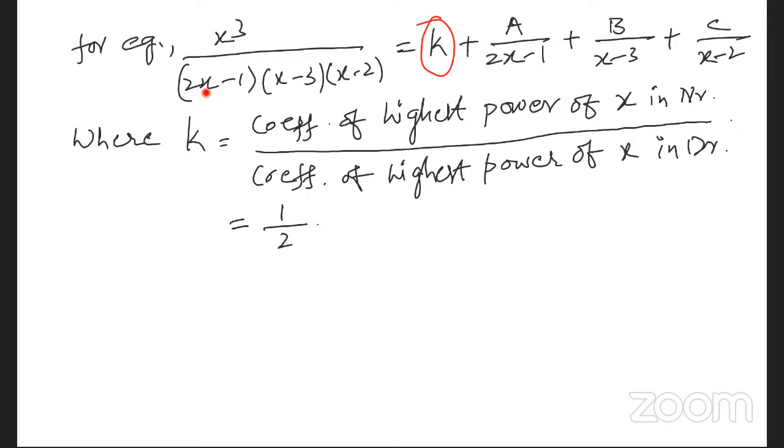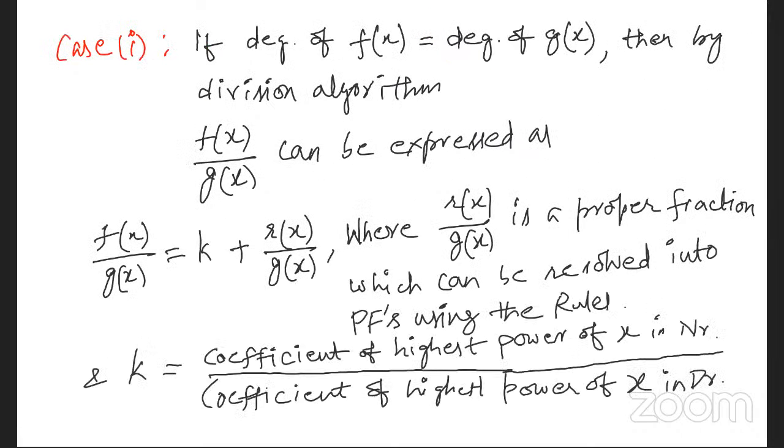So this is case 1. Case 1 is quite simple. When the degree of f of x is equal to the degree of g of x, it can be expressed as k plus r of x by g of x, where r of x by g of x is a proper fraction, and k is the constant, the coefficient of the highest power of x in the numerator divided by the coefficient of the highest power of x in the denominator. Now we shall discuss case 2.